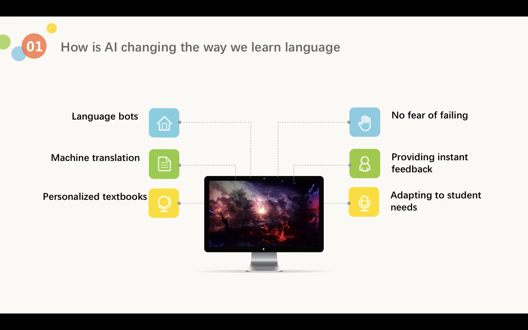And the second point is machine translation, which can provide real-time feedback, and the learners can identify and correct errors in machine translation texts. And this will help students better understand the language and its characteristics, improve the understanding, sentence composition, and vocabulary of the target language.